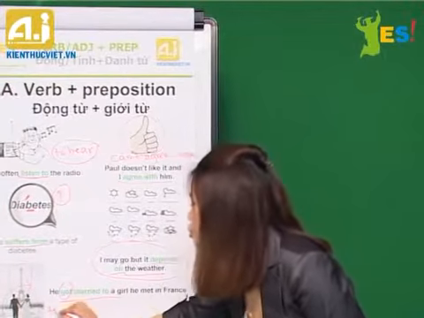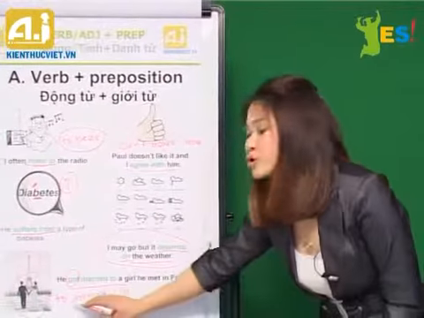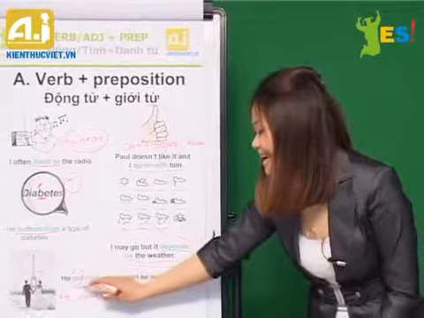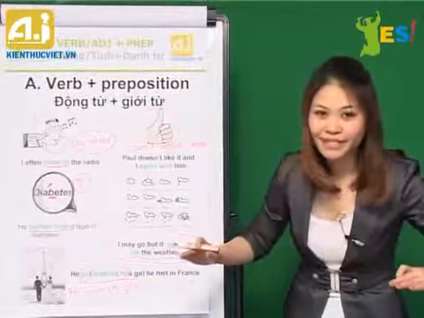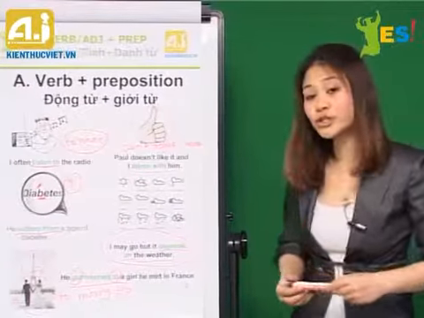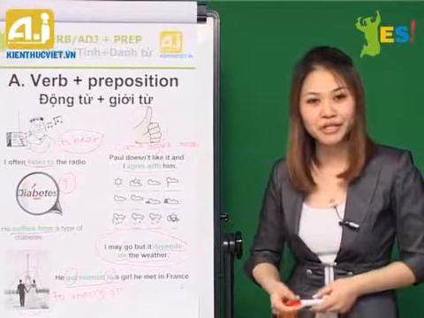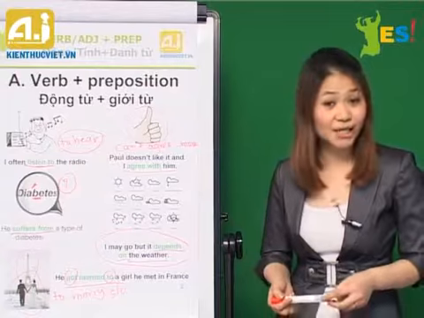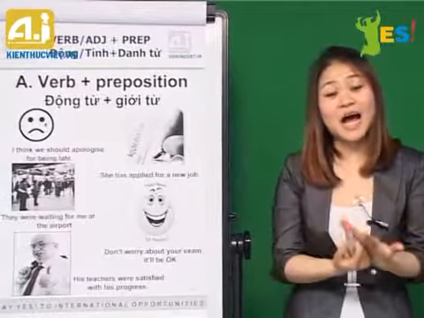Alright, so we have to marry someone, but to get married to someone. To marry someone, no prepositions needed. To get married to someone, alright? So if you want to use to get married to talk about a status of being married to someone, the preposition to is needed.